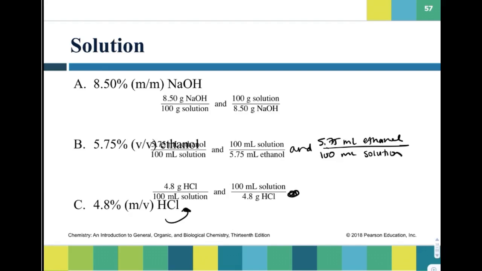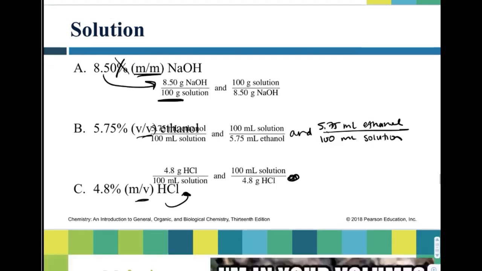So how do I turn a percentage into a conversion factor? Assume 100, so put 100 as your base, and then your percent goes away and it just becomes your top number. Now you've got a conversion factor. But you'll pay attention to these letters to know which units you should use.